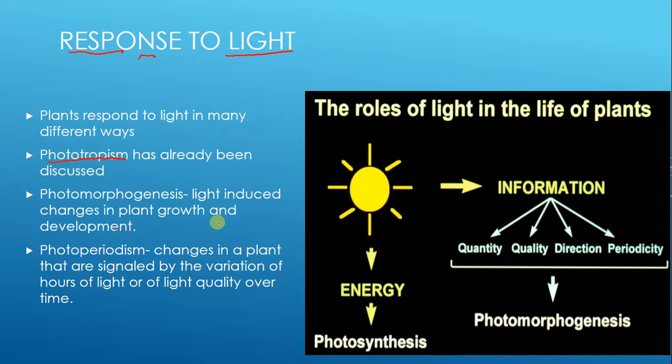Photomorphogenesis is how light induces changes in a plant to grow and develop. So, how light can change how a plant grows and develops. And photoperiodism is the change in a plant that is signaled by variation of light hours or light quality, so day versus night, or seasons especially.